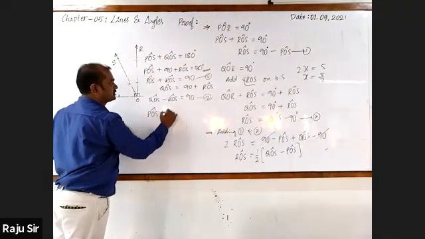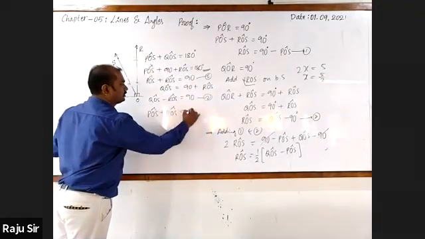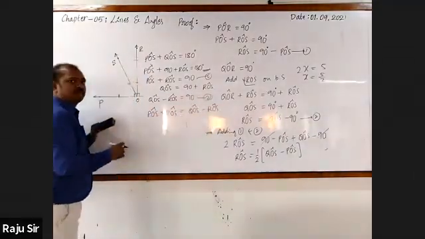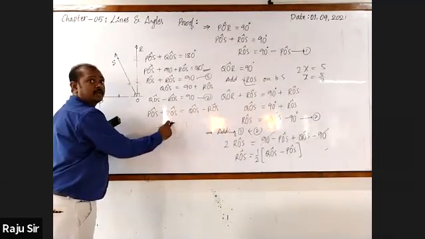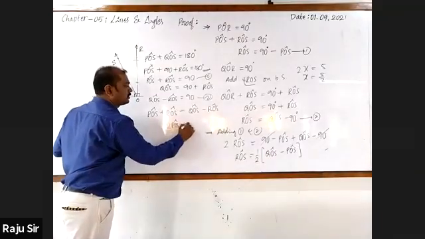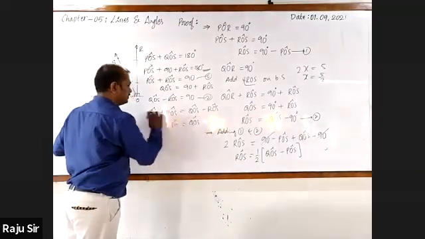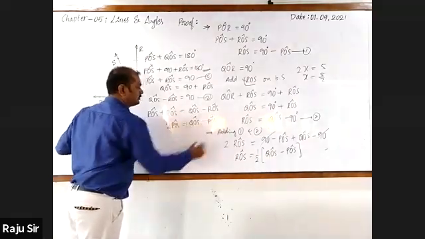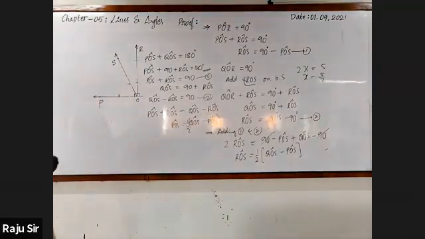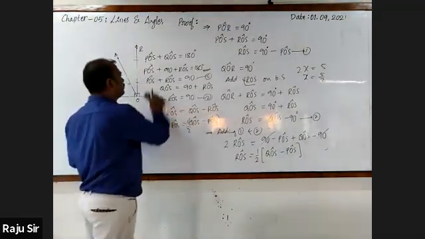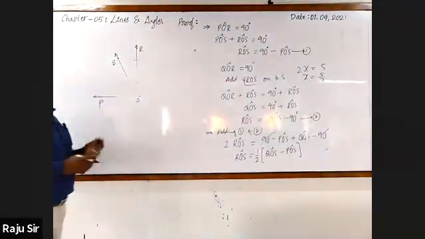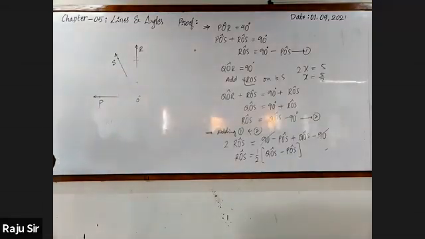You can go for equating LHS part. POS plus ROS is equal to QOS minus ROS. Take ROS to the left hand side. Plus ROS, plus ROS, 1 ROS, 1 ROS, 2 ROS is equal to QOS minus POS. Half of this. One statement can be proved in different ways. I think the first method is enough.